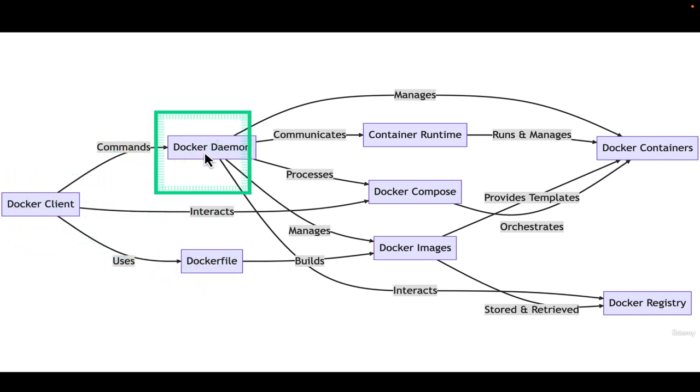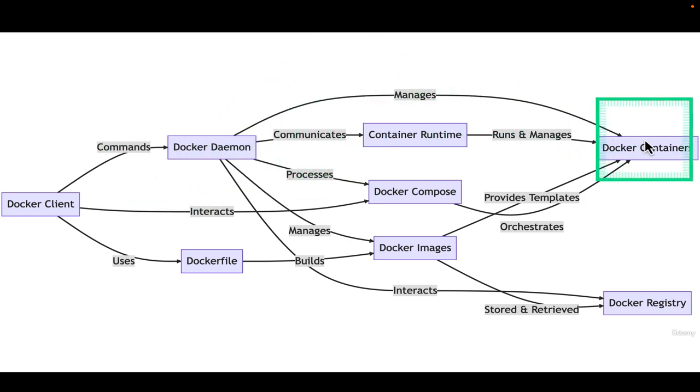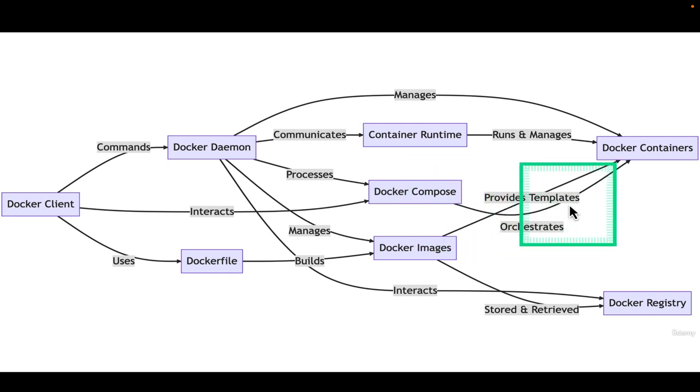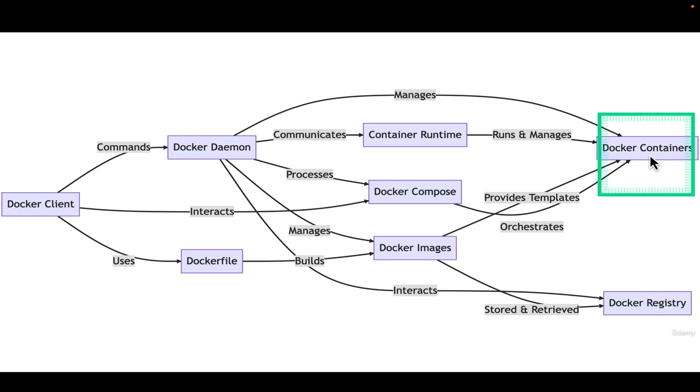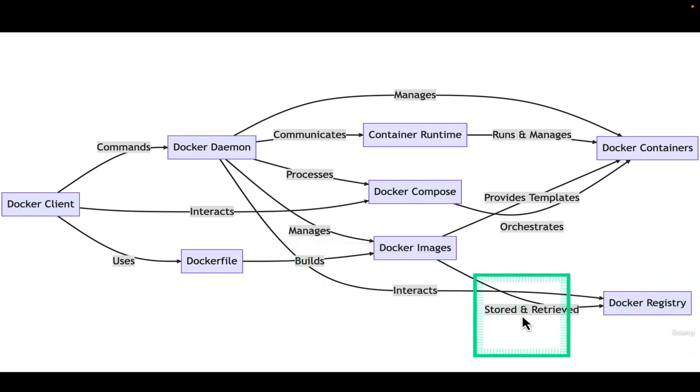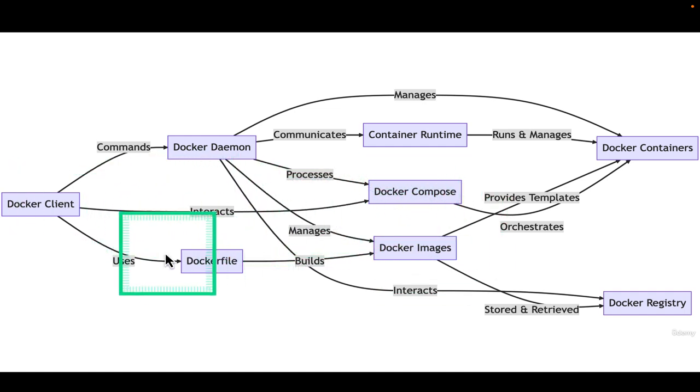We have Docker client and Docker Daemon, which communicates with the container runtime, and Docker Daemon manages Docker containers. Container runtime runs and manages Docker containers. Docker Daemon processes the Docker Compose file, which ultimately orchestrates Docker containers, and Docker images provide templates for Docker containers. The same Docker Daemon is also managing Docker images, and it builds and interacts with the Docker Registry, where the images are stored and retrieved. And Docker client interacts with Docker Compose and uses Dockerfile to build a Docker image.